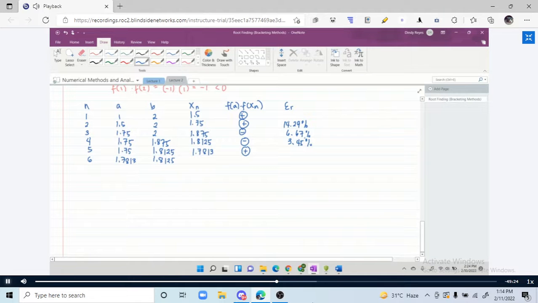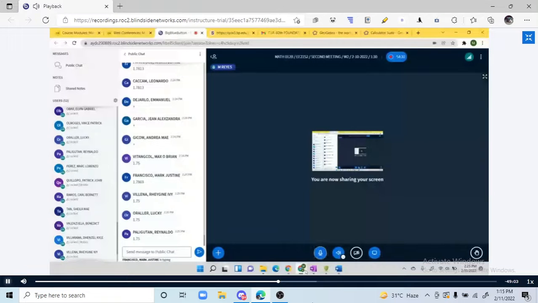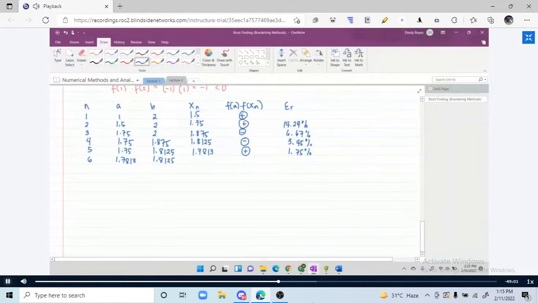What is the relative error in the fifth iteration? 1.75 is correct. Right? What about X sub N in the sixth iteration? So what is X sub 6? X sub 6 is 1.7969 is correct. 7969. What about the sign of f of A times f of X sub N? Okay. Positive is correct. Kindly compute for the error in the sixth iteration.